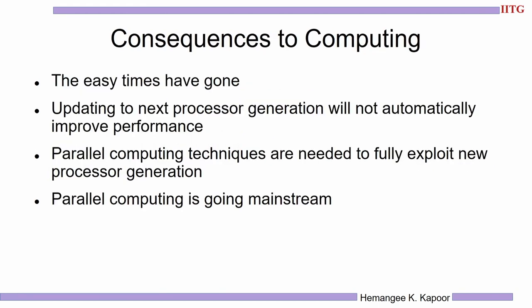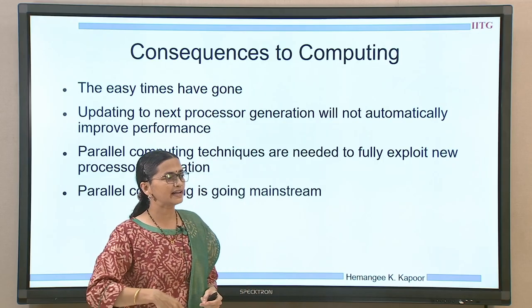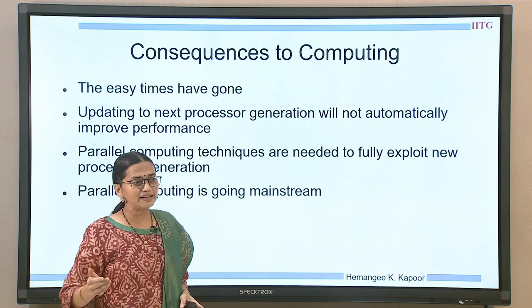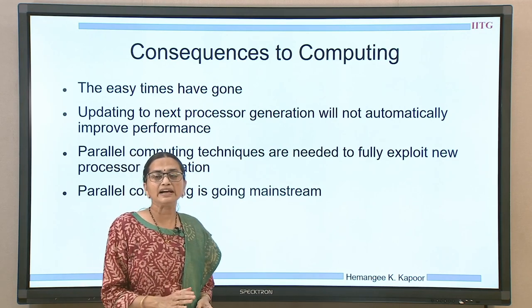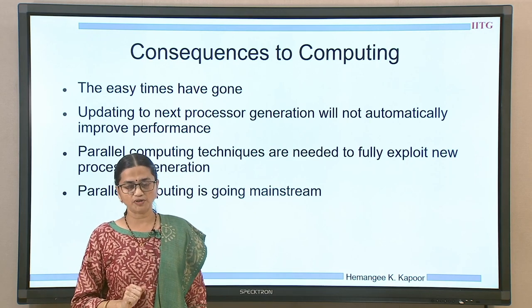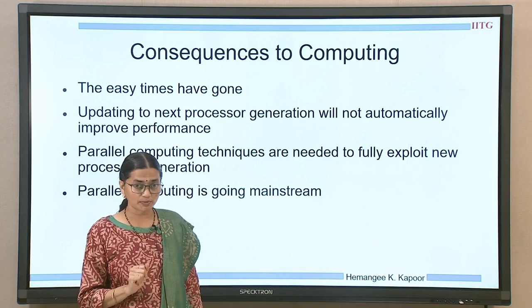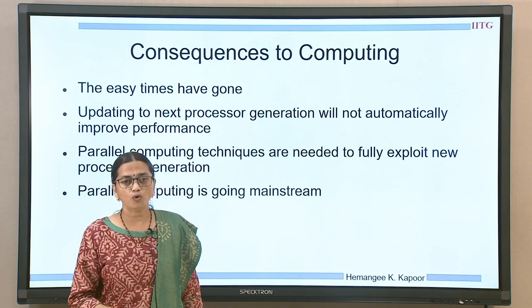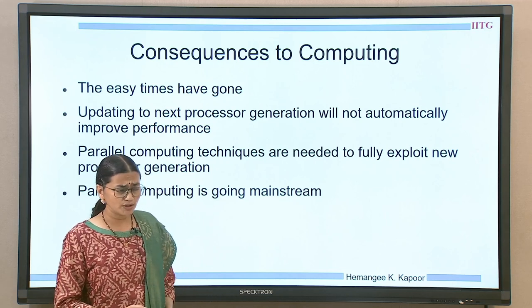So, what are the consequences of this multi-core revolution on computing? I would say the easy times have gone. Why? Because in the single core system, we had better performing applications just because the processor was good. I had a good ISA, a good frequency, nice ILP given to me by the computer architecture, and the same program ran very fast. But now this easy way is not possible. Just updating my processor to a newer generation is not going to automatically improve the performance for us. Parallel computing techniques need to be exploited with every newer generation, because every new generation is coming with more cores. Thus, parallel computing is going mainstream.